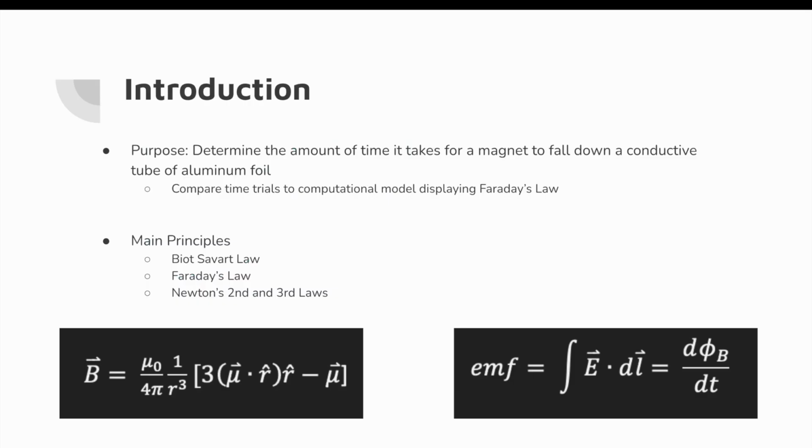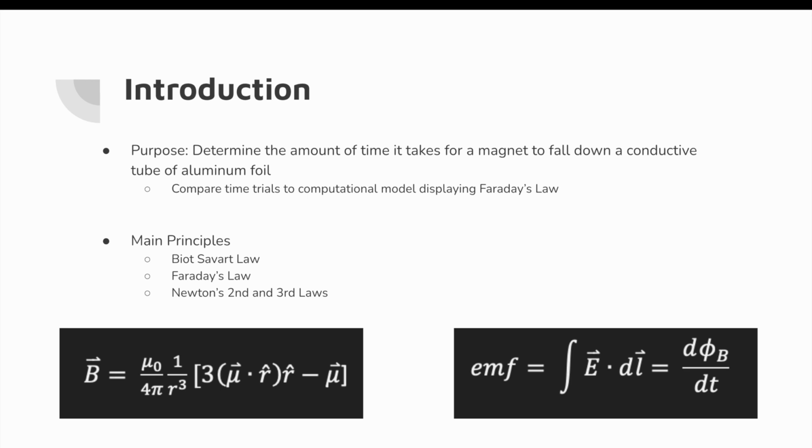And so the purpose of this experiment was to determine the amount of time that it takes for the magnet to fall down a conductive tube of aluminum foil. And what this does is relate the downward force that's already being brought on to the bar magnet by gravity to the magnetic force that opposes that gravity, going in the upward direction.